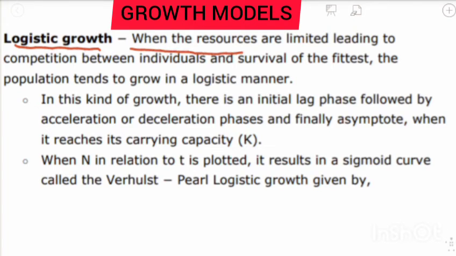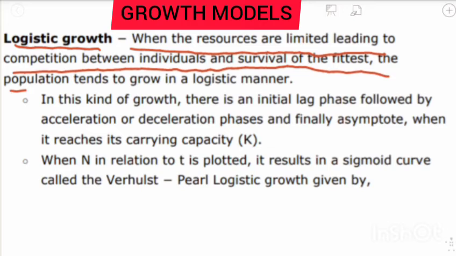When the resources are limited, this leads to competition between individuals and survival of the fittest, and the population tends to grow in a logistic manner. When the resources are very little, or limited, competition for survival takes place between individuals, and the fittest survives. Then the population grows in a logistic manner.